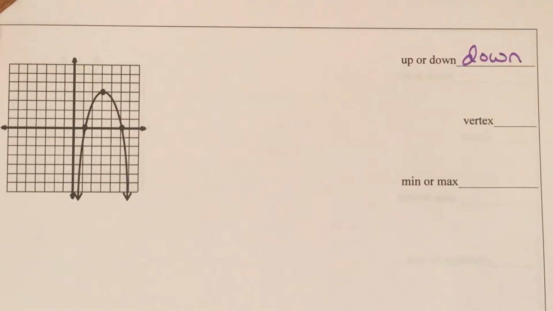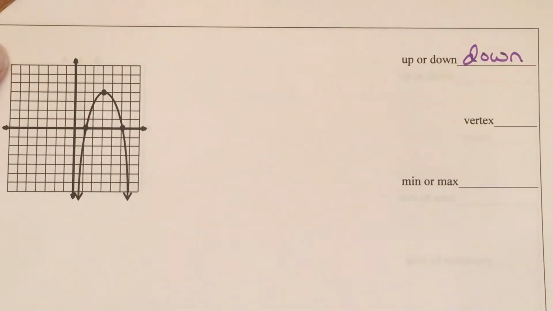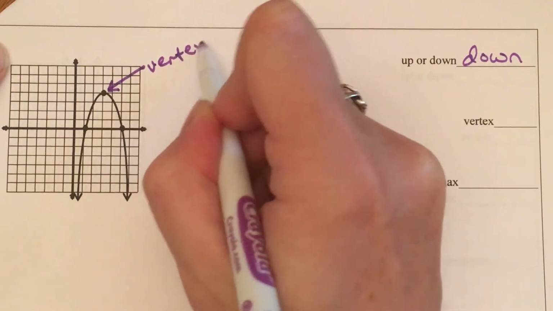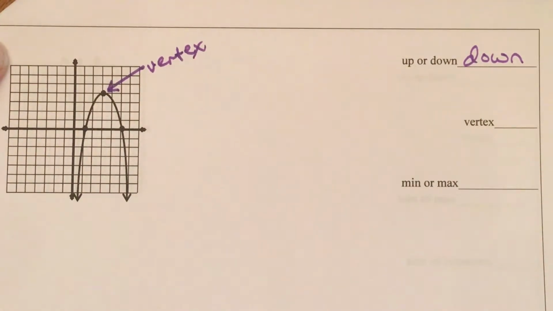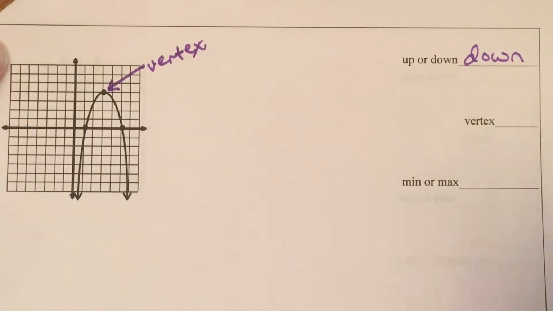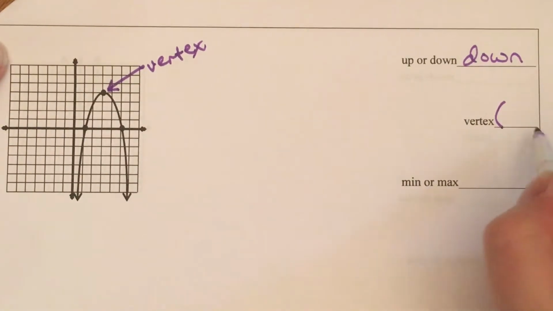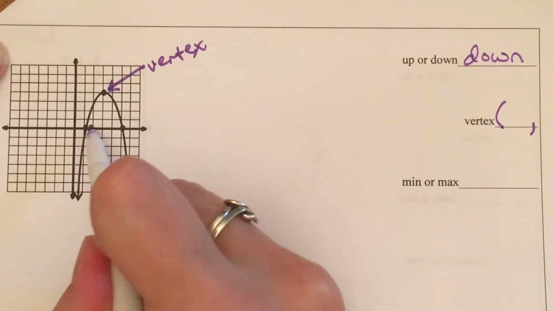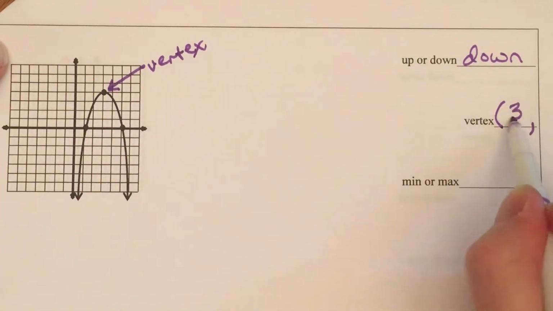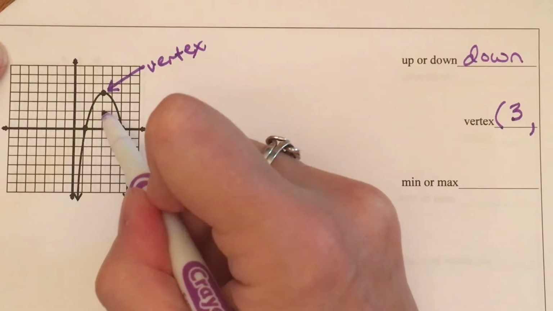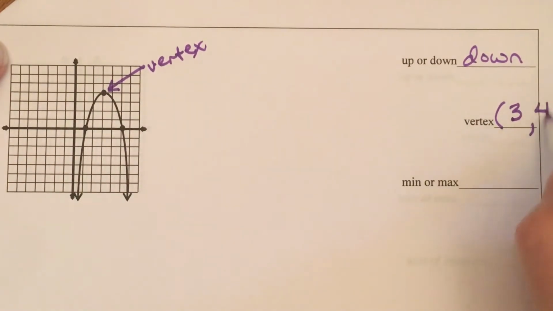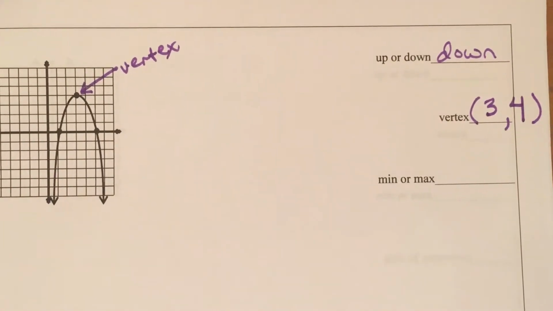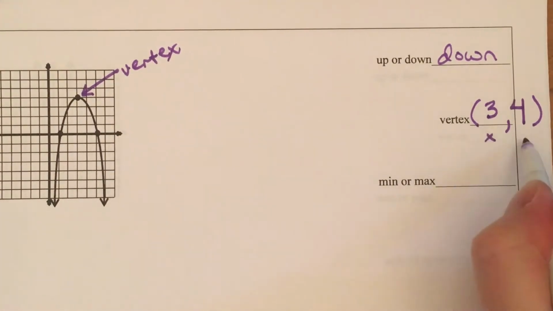Vertex, where is it located? Can you point to it? Great. What's its coordinate point address? One, two, three. 3 units to the right. 4 units up. Did you put your 3 and your 4 in the correct order? I hope so. Remember X and then Y.